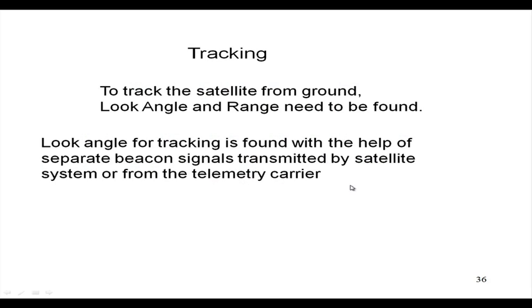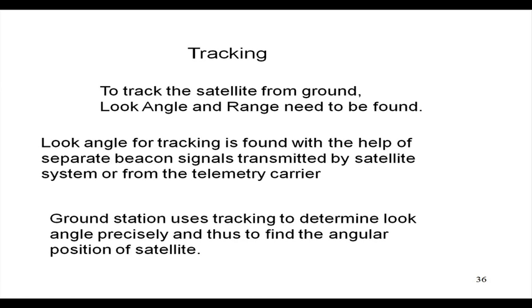So look angle can be found from the beacon signal from the satellite. It is called the beacon signal, and this is generally the telemetry carrier. The ground station uses tracking to determine the look angle precisely, and thus you can find out the angular position of the satellite. But what about the range, which is very critical to us?